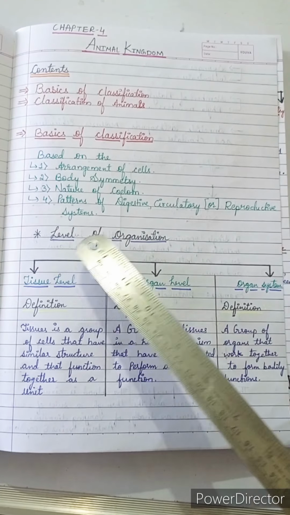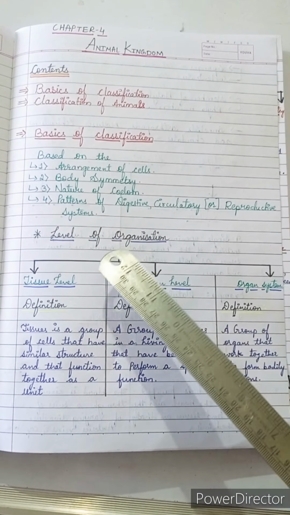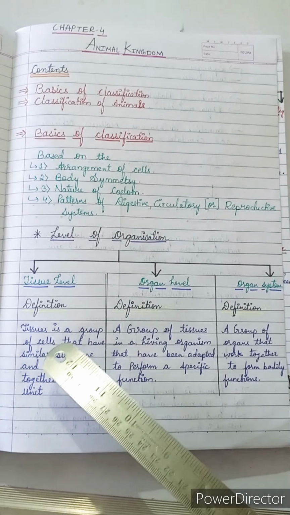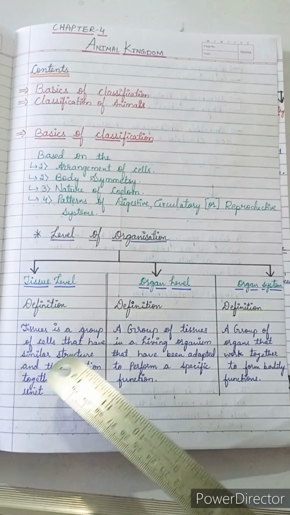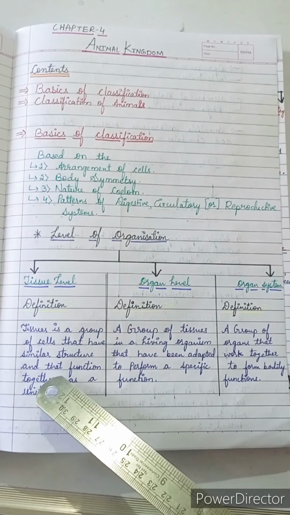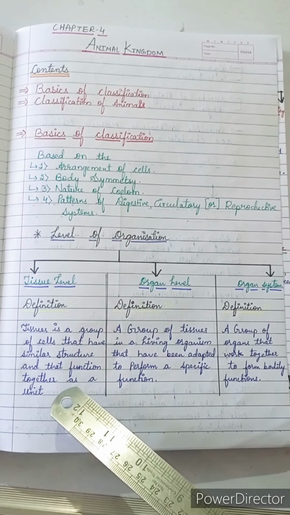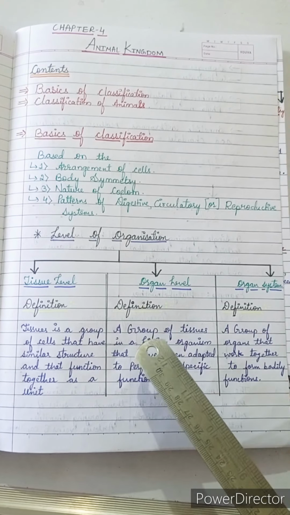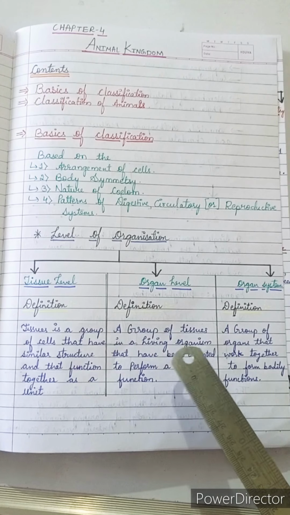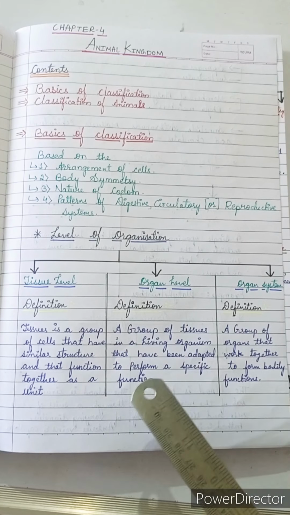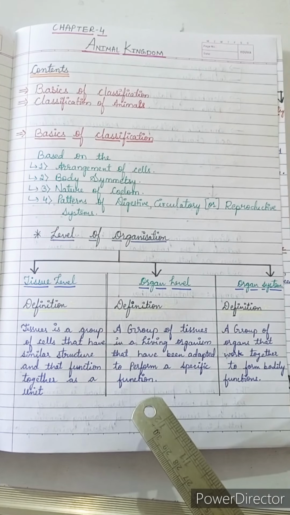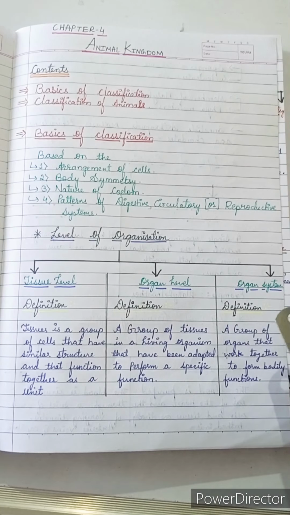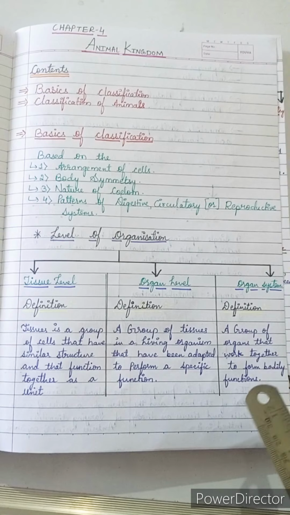In the first content, that is level of organization, we see the tissue level definition. A tissue is a group of cells that have similar structure and function together as a unit. In organ level, a group of tissues in a living organism that have been adapted to perform a specific function. In organ system, a group of organs that work together to perform bodily functions.